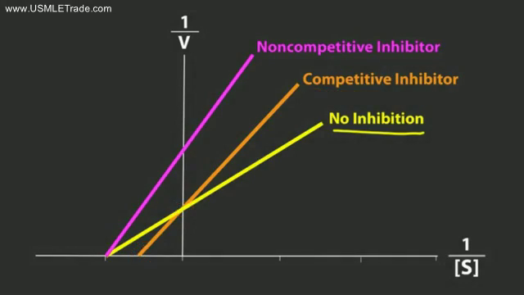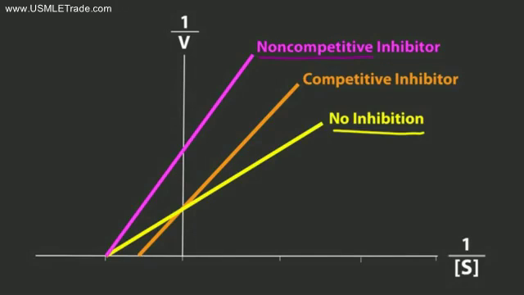Then what about a non-competitive inhibitor? A non-competitive inhibitor is basically taking enzyme binding sites out of commission, right? And it's going to decrease the maximum reaction velocity, or Vmax. So a non-competitive inhibitor doesn't change Km at all, but it does decrease Vmax.